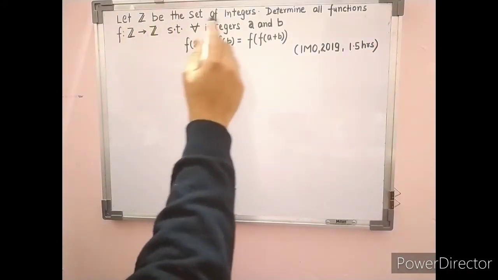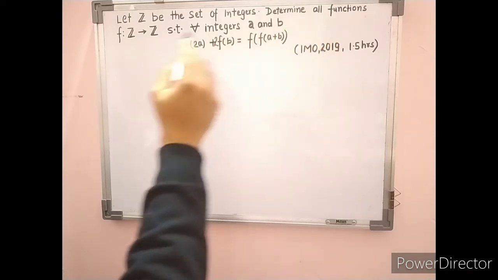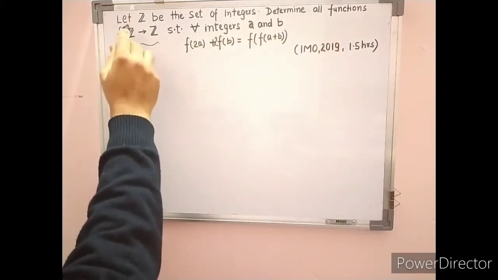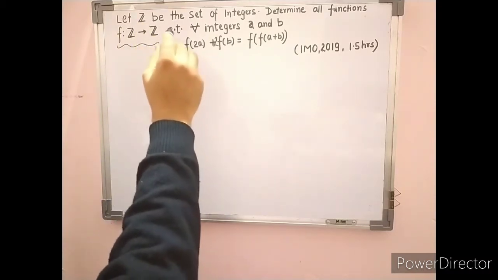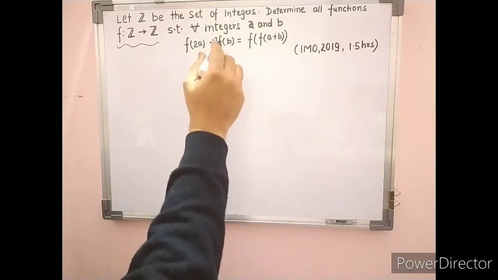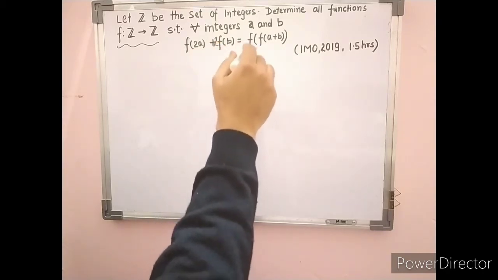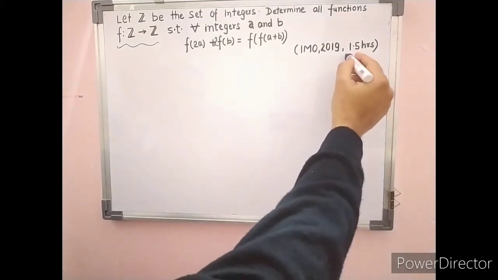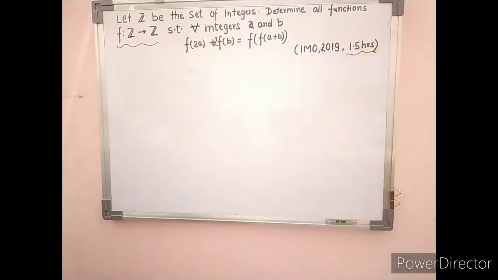Let Z be the set of integers. Determine all functions f from Z to Z, that means the domain is Z and the range is Z, such that for all integers a and b, f(2a) + 2f(b) = f(a + b). See, actually the time allotted was 1.5 hours for this question.